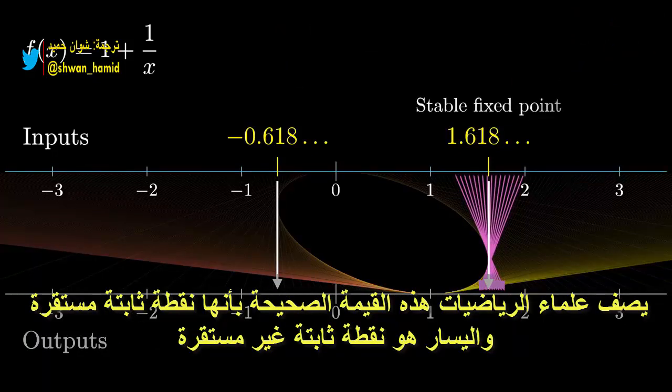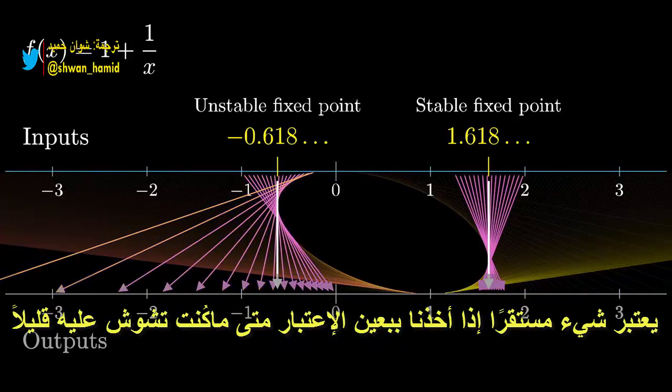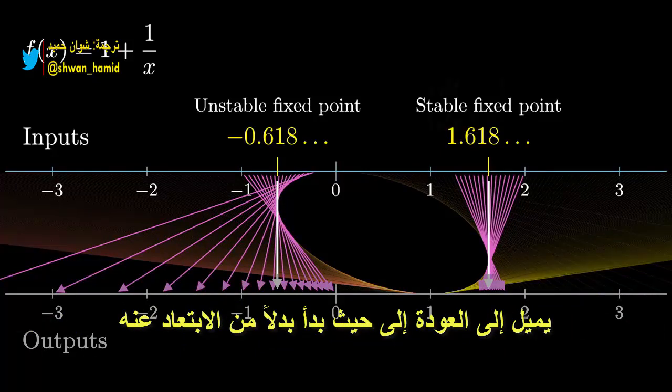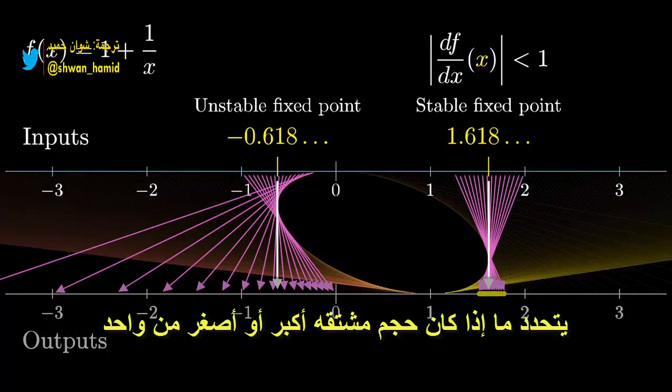Mathematicians would call this right value a stable fixed point, and the left one is an unstable fixed point. Something is considered stable if when you perturb it just a little bit, it tends to come back towards where it started, rather than going away from it. So what we're seeing is a very useful little fact, that the stability of a fixed point is determined by whether or not the magnitude of its derivative is bigger or smaller than 1.